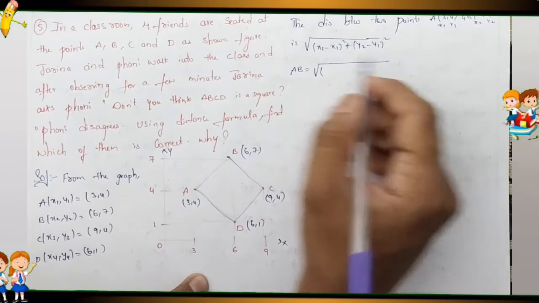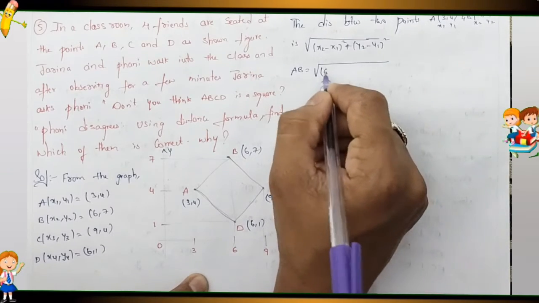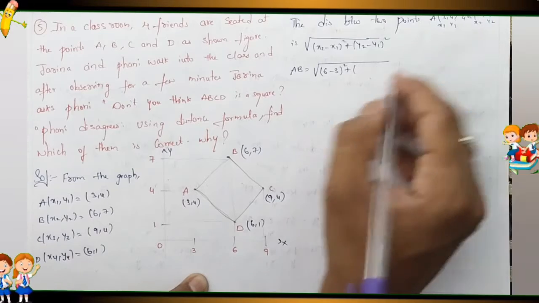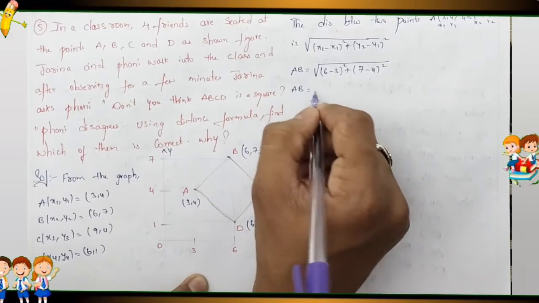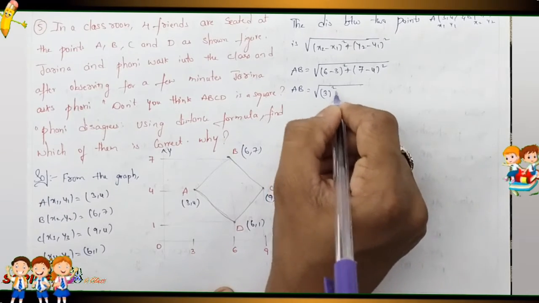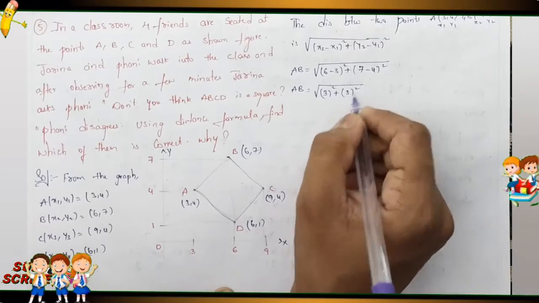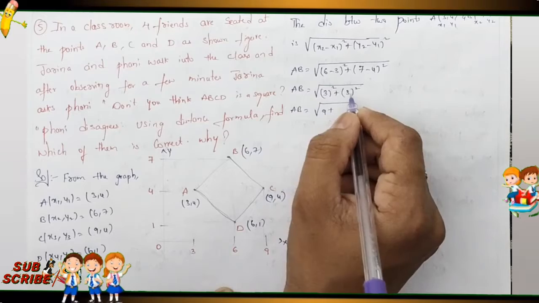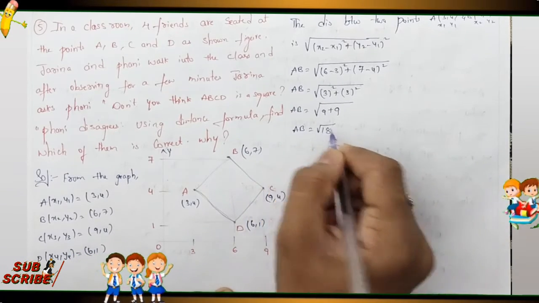Now substitute the values here. x2 minus x1, so 6 minus 3, whole square. Next y2 minus y1, 7 minus 4, whole square. Now AB is equal to the square root of (6 minus 3, how much? 3) whole square, next (7 minus 4, 3) whole square. Now AB is equal to 3 square, value 9, and 3 square also 9. So what do we get? AB value is root 18.